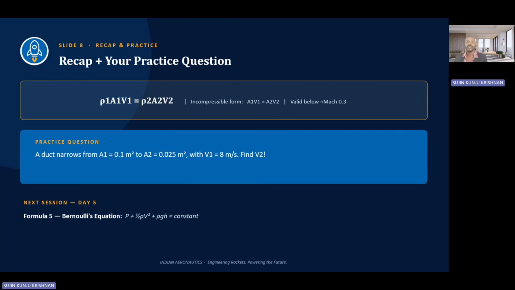also has lower pressure. So Bernoulli's equation is mentioned here: P plus half rho v squared plus rho gh equals constant.